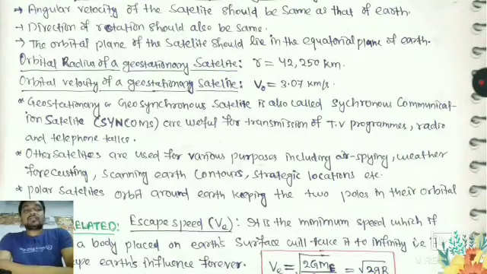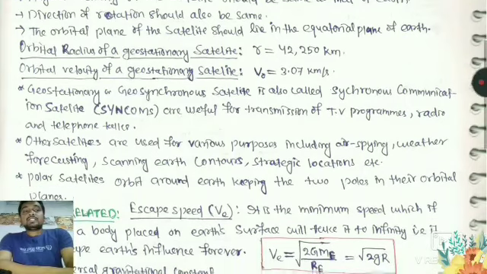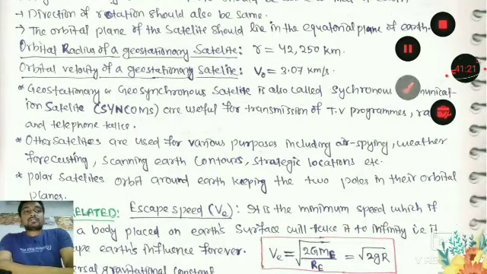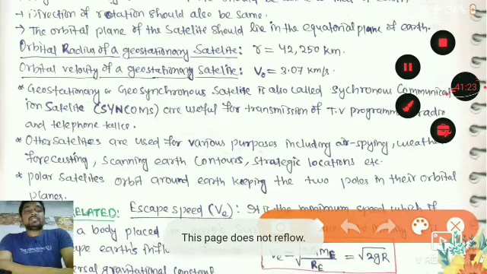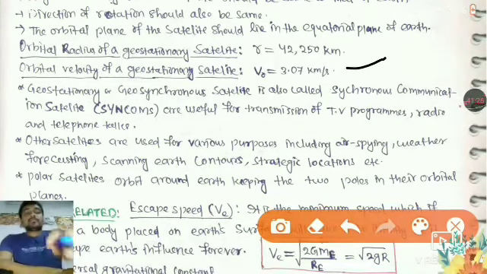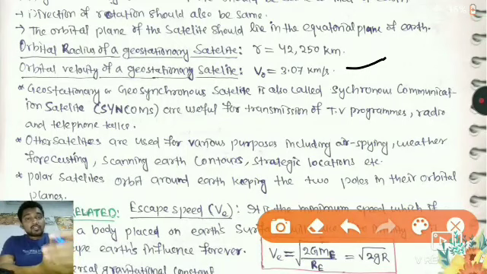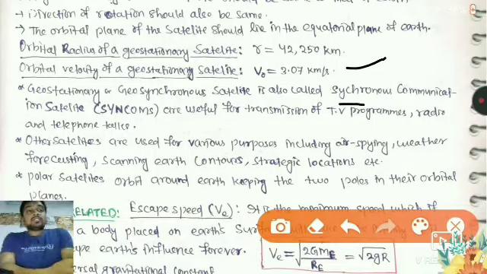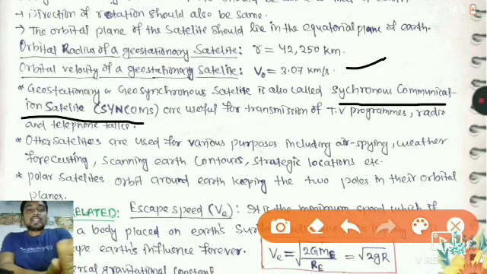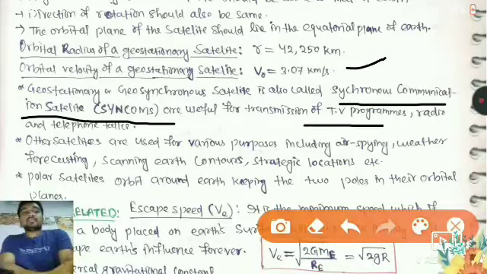The orbital radius of a geostationary satellite is this, and the orbital velocity of a geostationary satellite is this. Okay, what can we call a geostationary satellite? A geostationary or geosynchronous satellite is also called a synchronous communication satellite. Synchronous communication satellites are useful for transmission of TV programs, radio and telephone talks.